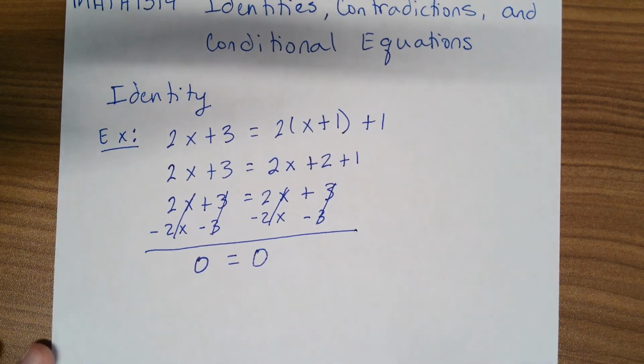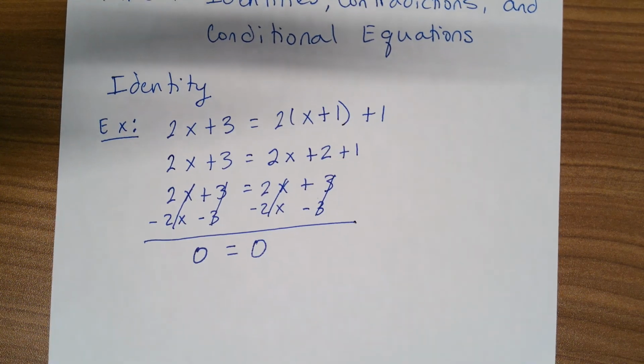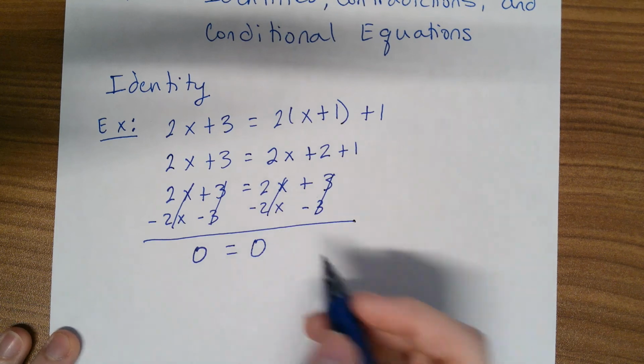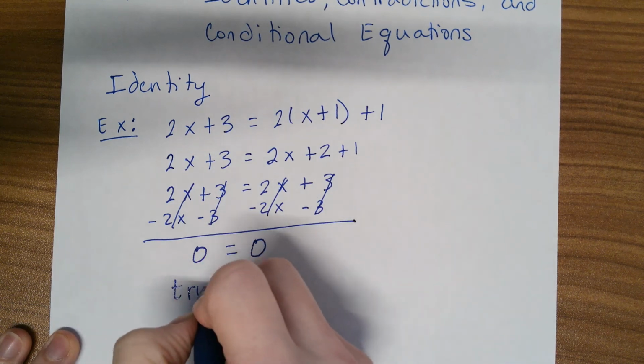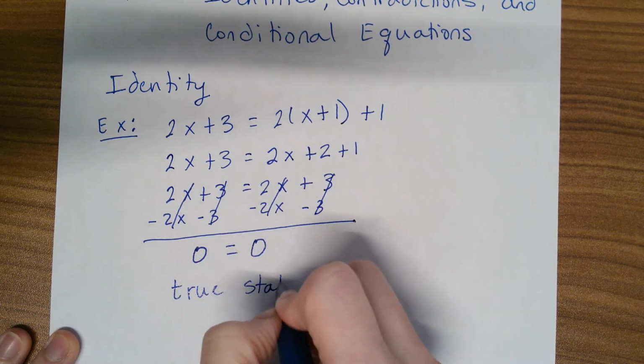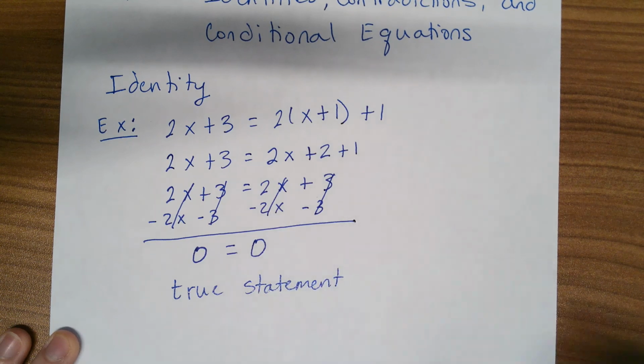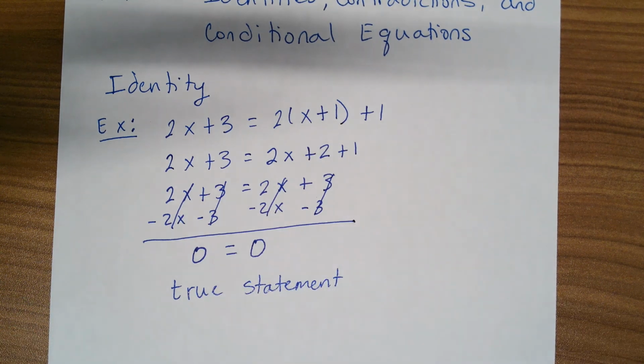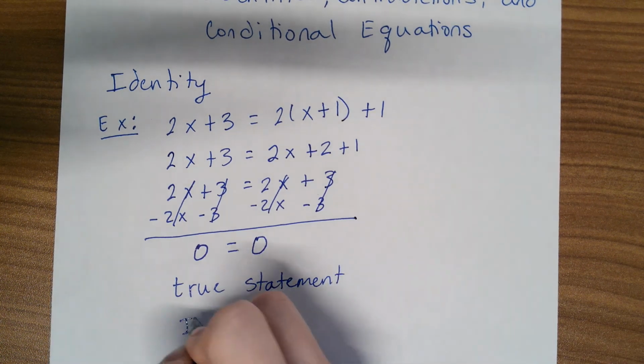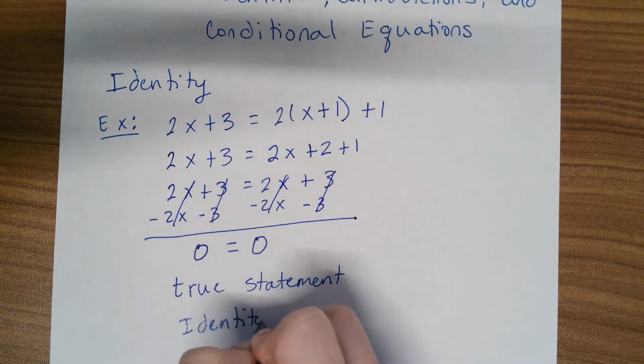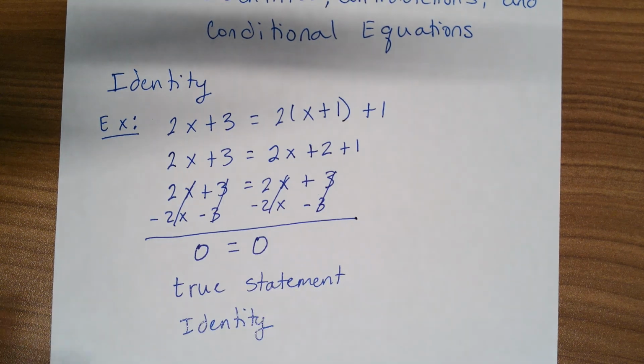Now, it doesn't tell me a whole lot, except that this is a true statement. Anytime we end up with a true statement, our variable canceled out, but we end up with something true, 0 equals 0, 5 equals 5, 15 equals 15, something along those lines, then we say that this is an identity. This equation is true for all values of x. I could plug in any number for x and it would be the same on both sides. So there we have an identity.